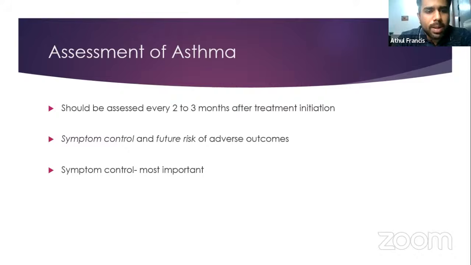You have to assess the symptom control as well as the future risk of adverse outcome. In this, symptom control is most important. Future risk is something which can be taken up at a later date. If your symptoms are not under control, then that is a problem. There's something wrong with your therapy or your dosage has to be increased. But the most important factor to notice is whether the patient is using the inhaler properly.